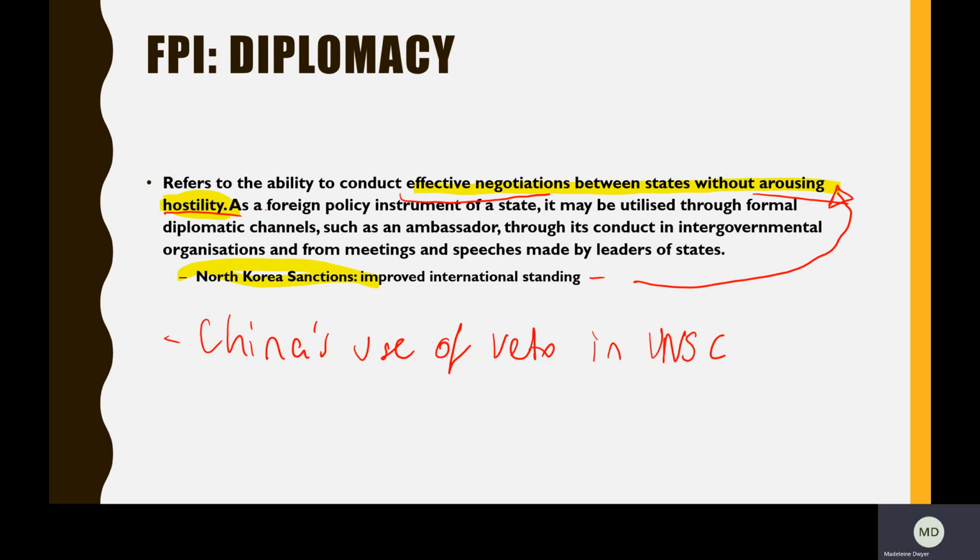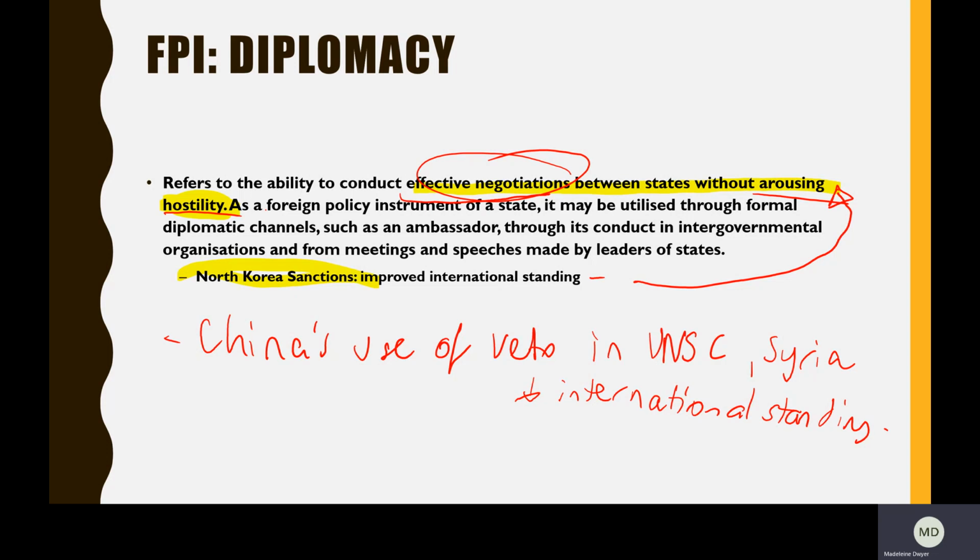We've seen this with their resolutions against Syria, that they didn't support sanctions against the Syrian government related to chemical weapons. That was not an effective negotiation and actually undermined their international standing, because they were then seen as not doing what was good for the international community.